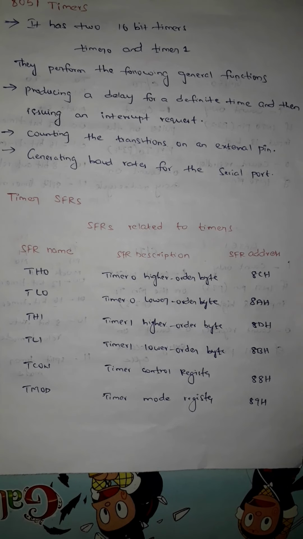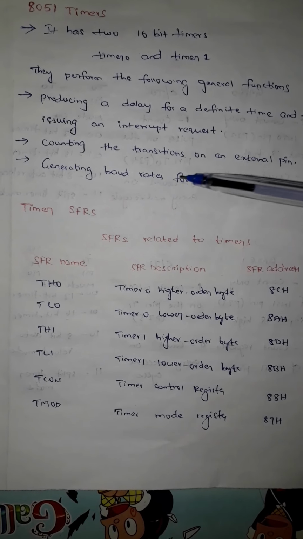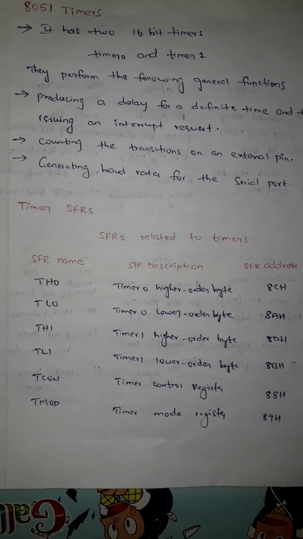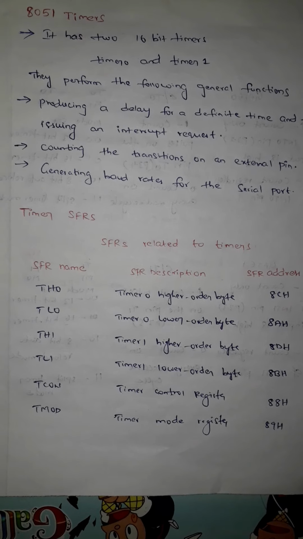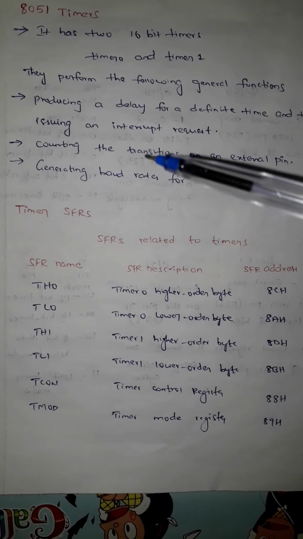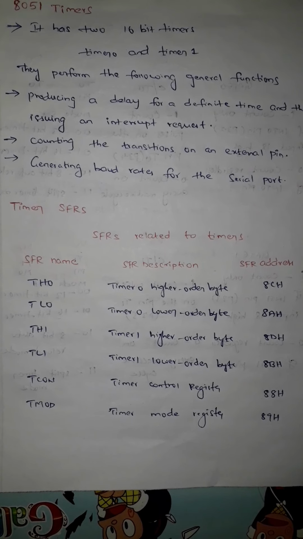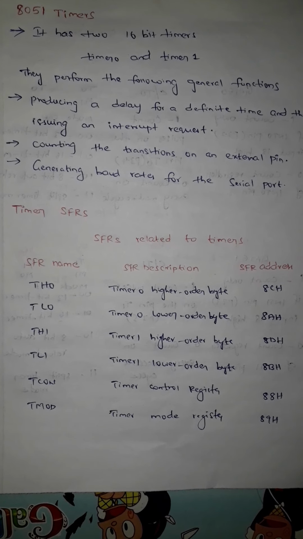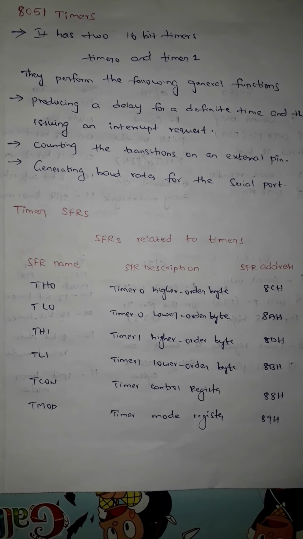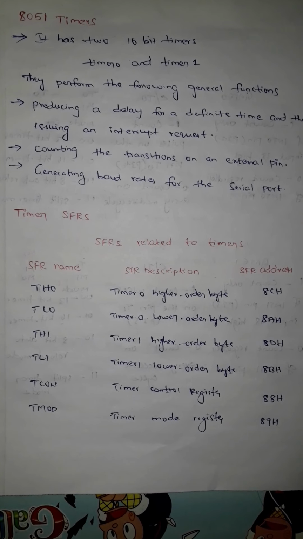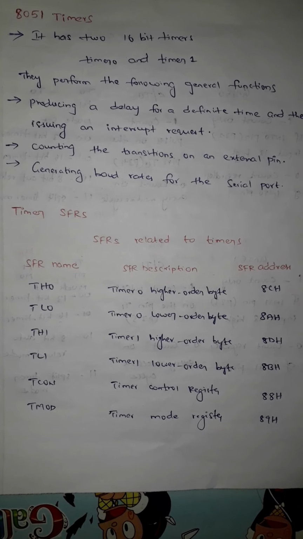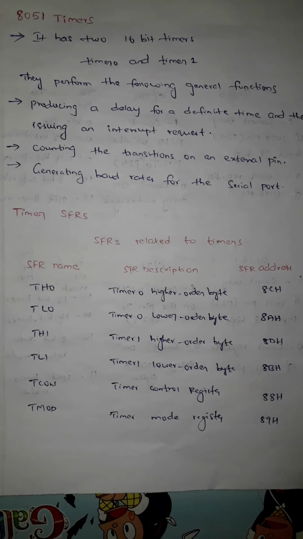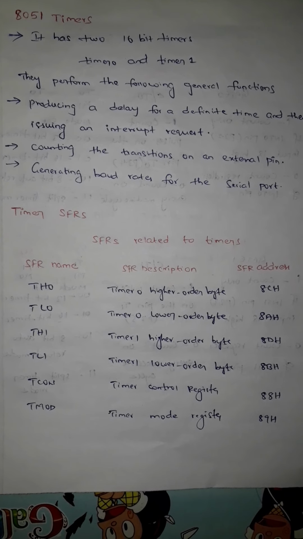These timers are also used to count the transitions on the external pin, that is, to count external events. So 8051 timers can also be used as counters. They are also used to generate baud rates for the serial port. Baud rate is the rate of transmission for serial communication, the number of bits transmitted per second, and these baud rates are generated in the 8051 timers. So these are the different functions of the 8051 timers.